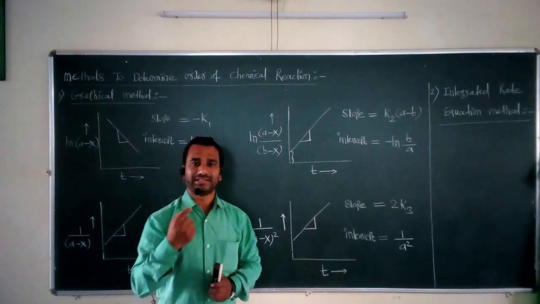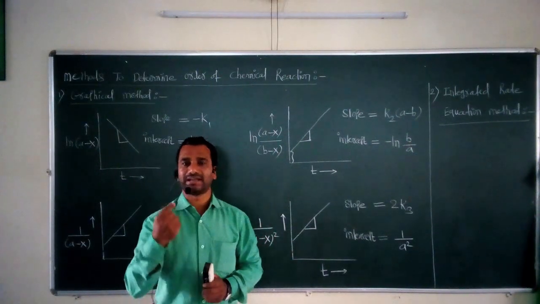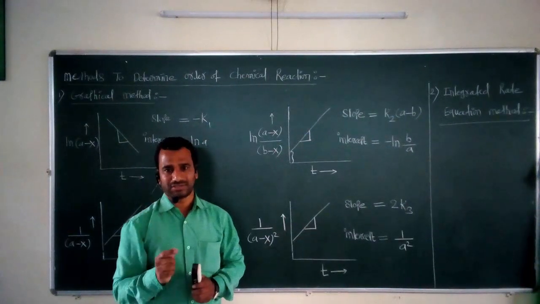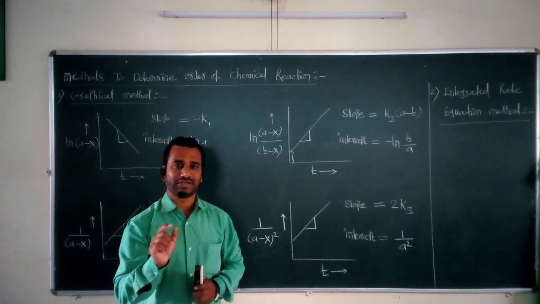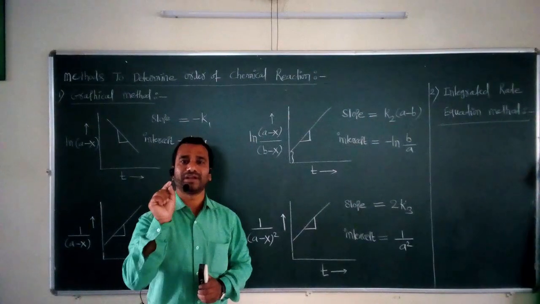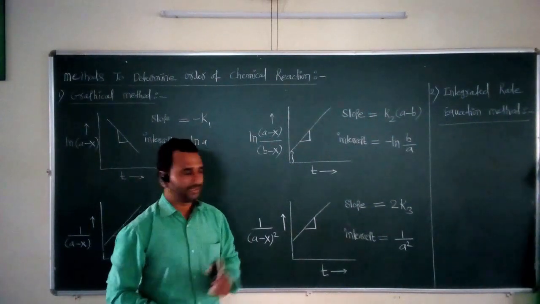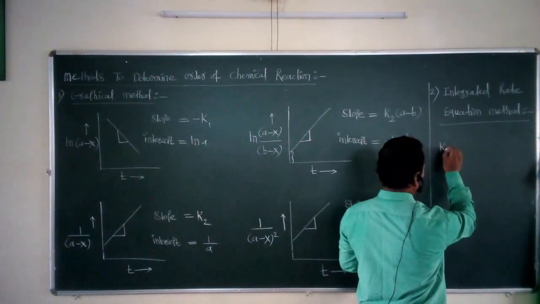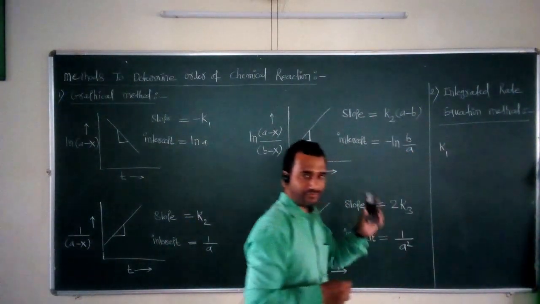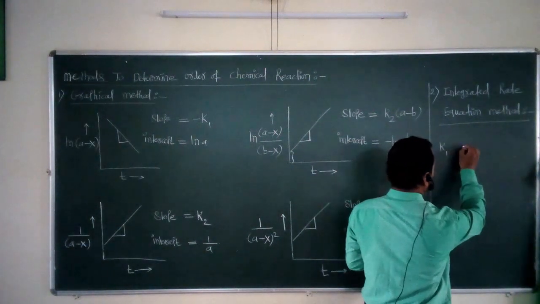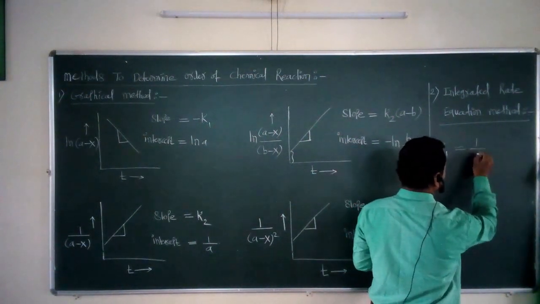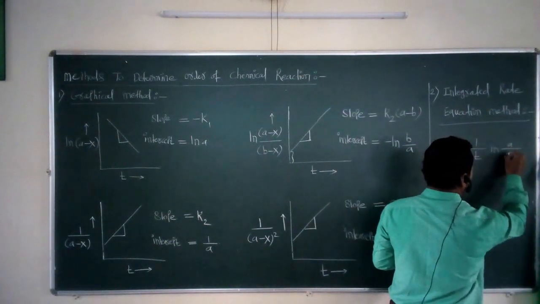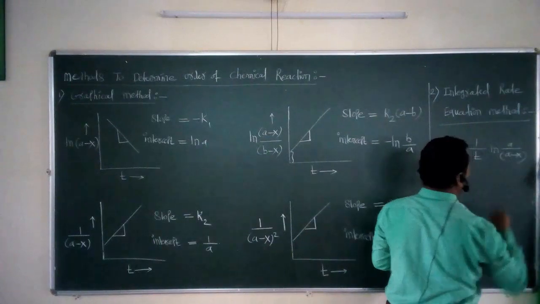After obtaining different readings of concentration at different time intervals, what do you have to do? You have to calculate the rate constant for a particular concentration at different time intervals. For example, I consider here the first important integrated rate equation, for first order: K1 is equal to 1 upon T ln A upon A minus X.